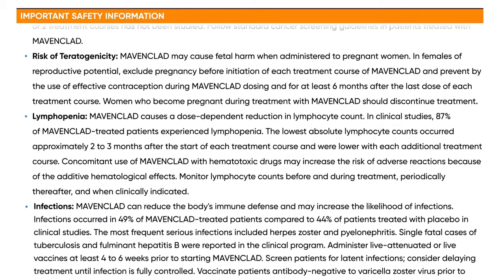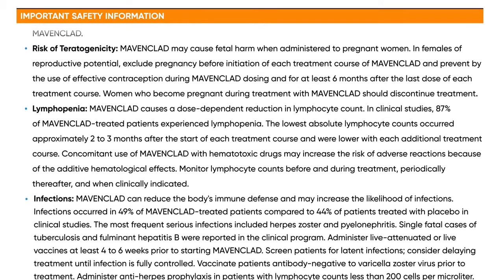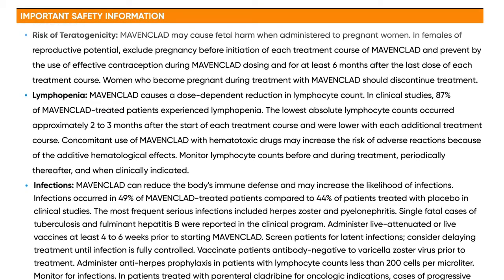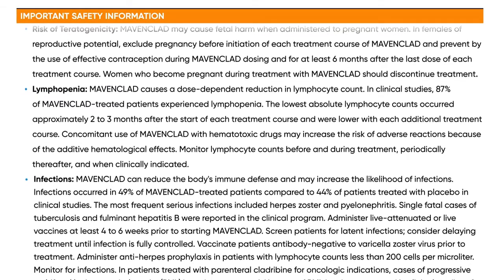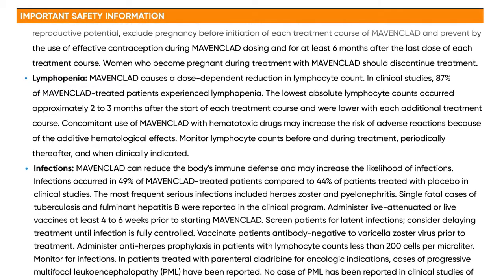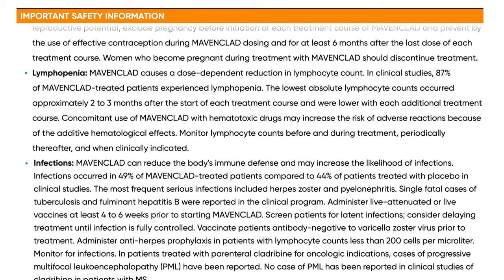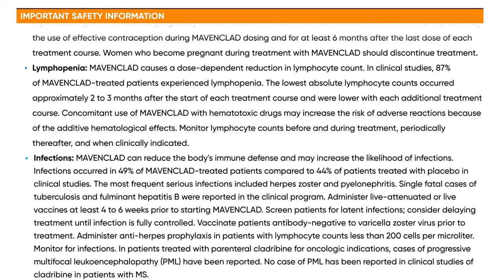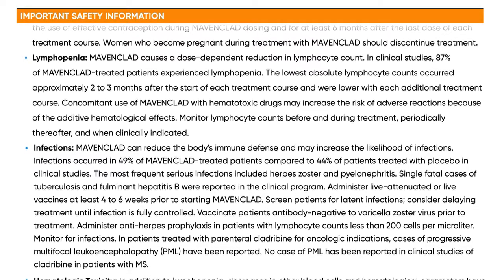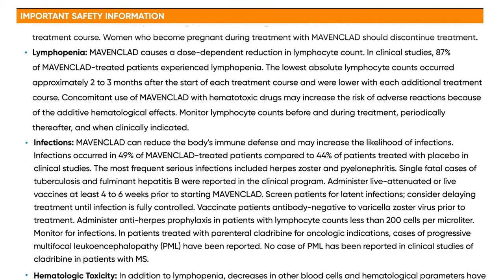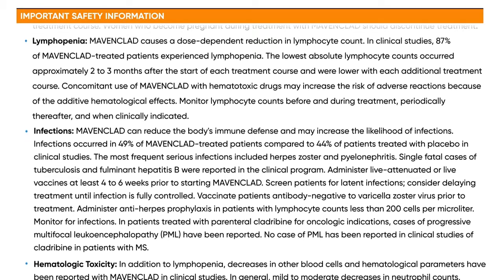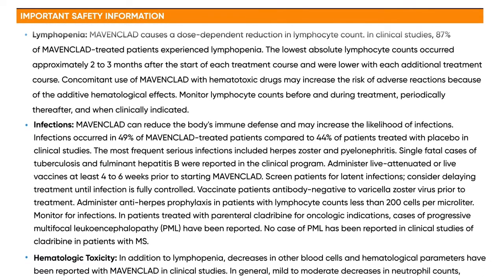Lymphopenia. MAVENCLAD causes a dose-dependent reduction in lymphocyte count. In clinical studies, 87% of MAVENCLAD-treated patients experienced lymphopenia. The lowest absolute lymphocyte counts occurred approximately 2 to 3 months after the start of each treatment course and were lower with each additional treatment course. Concomitant use of MAVENCLAD with hematotoxic drugs may increase the risk of adverse reactions because of the additive hematological effects. Monitor lymphocyte counts before and during treatment, periodically thereafter, and when clinically indicated.